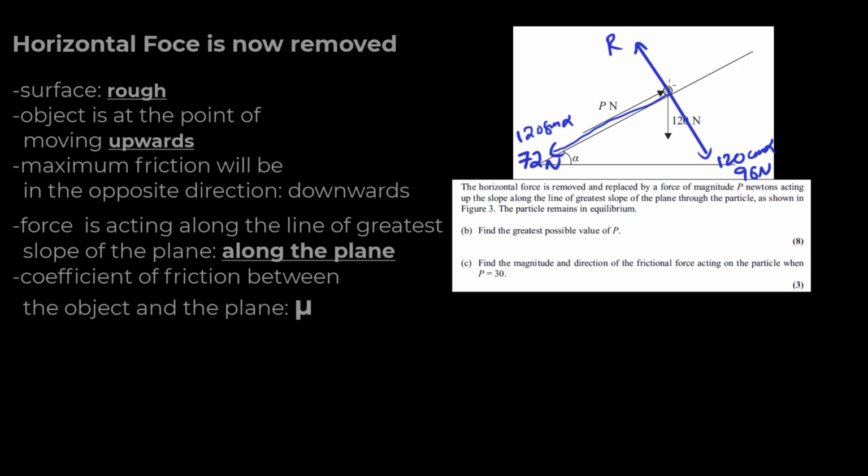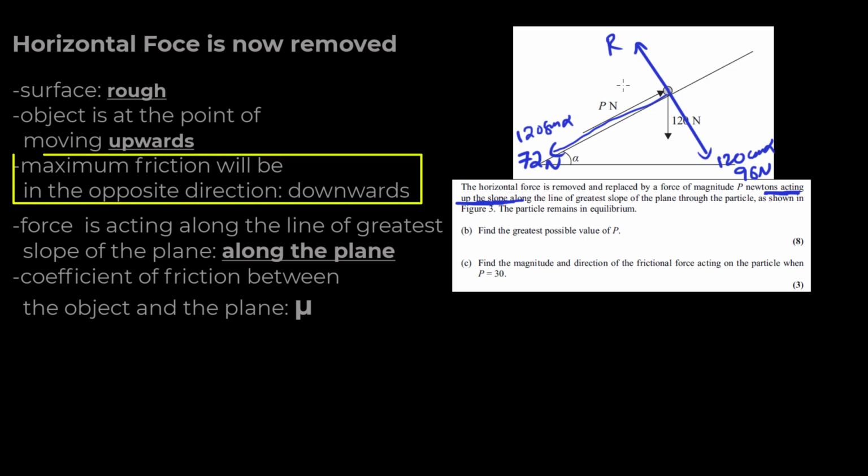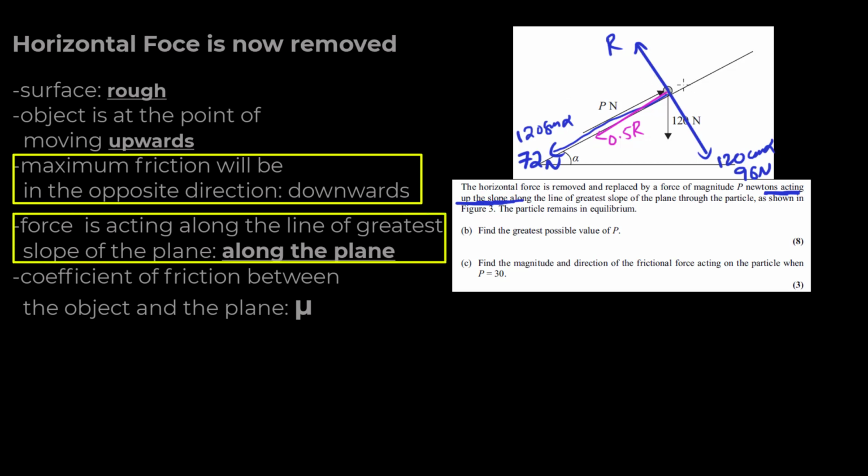So since this time it's held like this in this direction, the friction is going to be in the opposite direction. So friction is mu R, so 0.5 R, and the force is going to be in this direction. Let me redraw this force, since it will have no component. So this is going to be P in this direction.